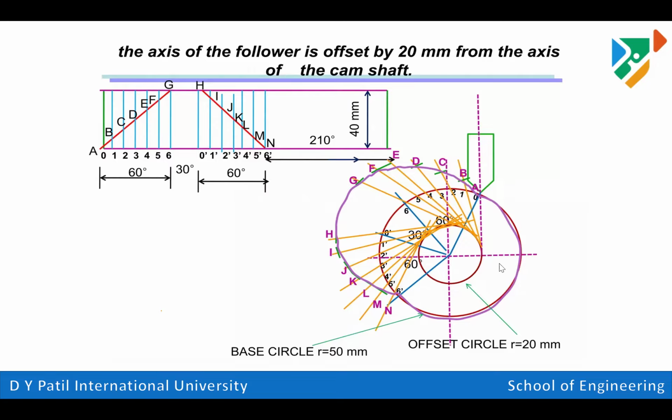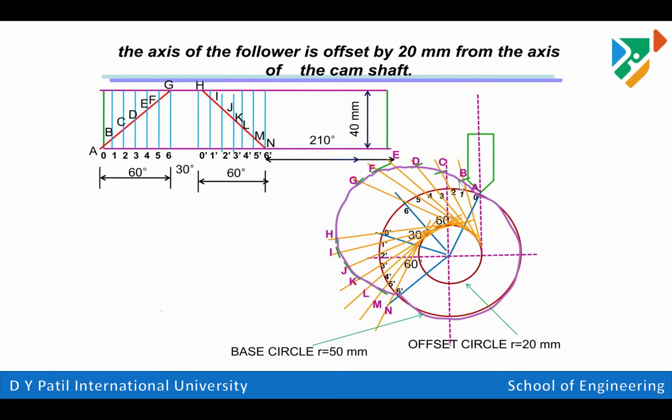We have to draw a tangential line at each point. So we'll draw a tangential line at point 1. This is the first tangential line. Tangential to the circle for point number 2, again draw a tangential line. For point number 3, a tangential line. For point number 4, point number 5, point number 6. And for 0 dash, 1 dash, 2 dash, 3 dash, 4 dash, 5 dash, and 6 dash. All these tangential lines we need to draw.